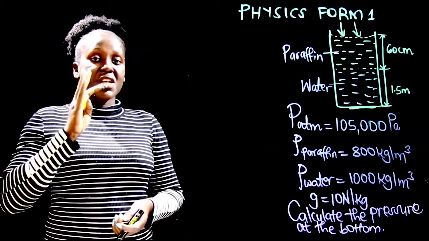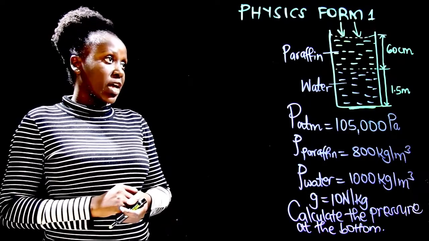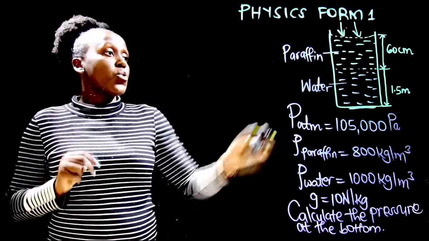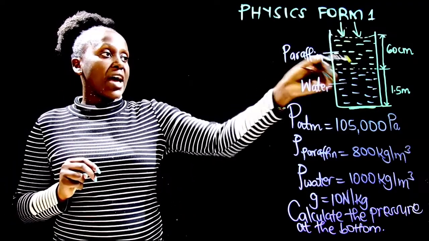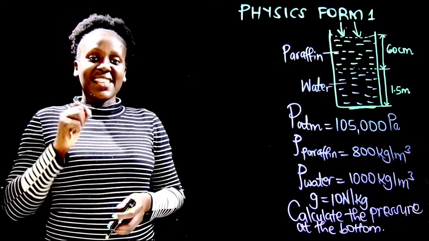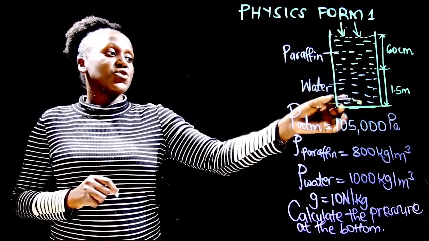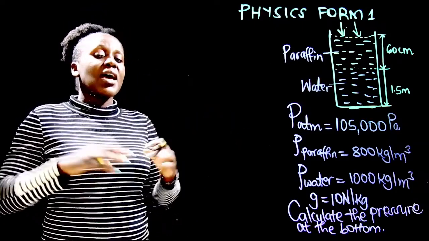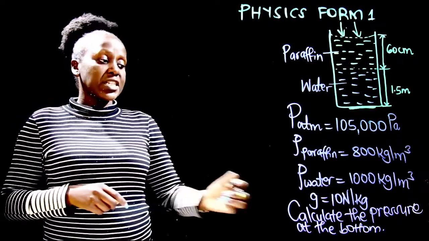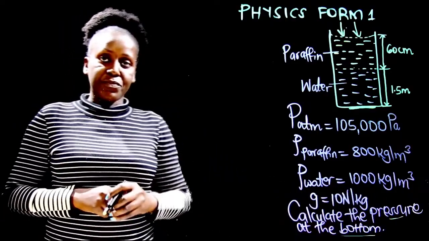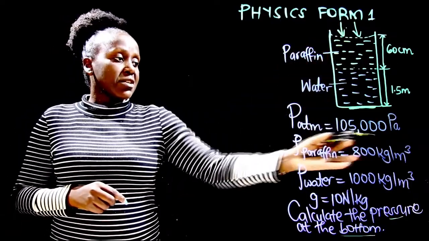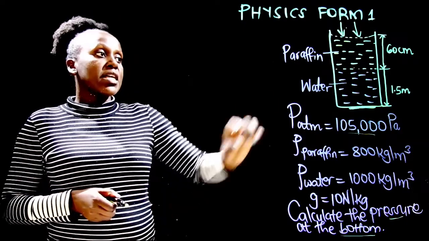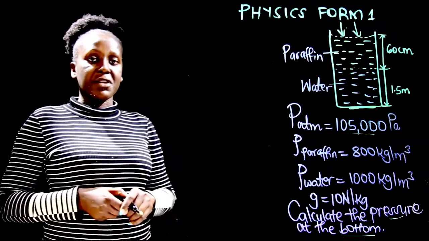So in this case, we have three things contributing to the total pressure. One, we have the atmospheric pressure. Two, we have the pressure due to the height of the paraffin. And three, we have the pressure due to the height of the water. So we need to get each one of the three and then we add them together to get the total pressure at the bottom. Now, since the atmospheric pressure is given, we will not be calculating it, but we need to calculate the pressure due to the height of the paraffin.